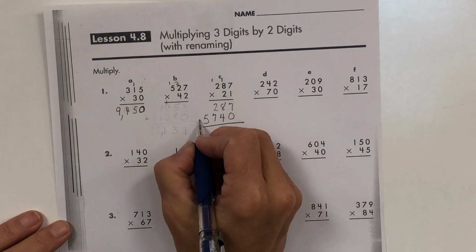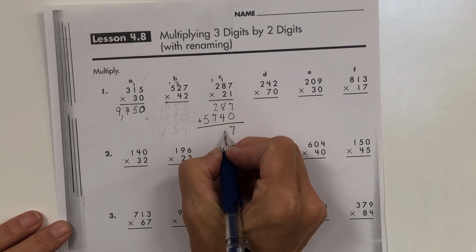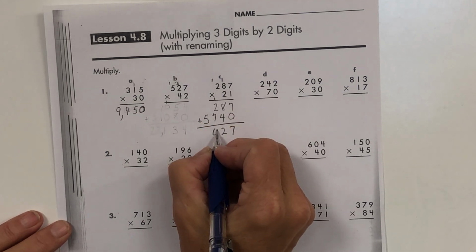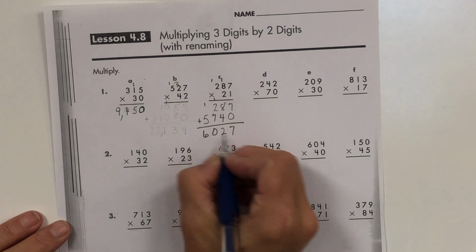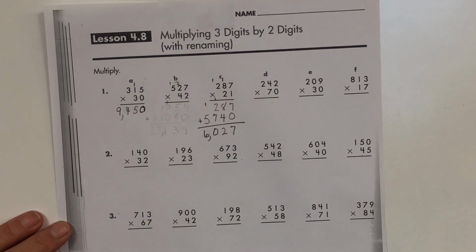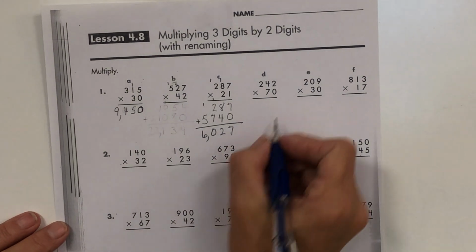And then you're going to add these two numbers together. 7, 12, 10, and 6. 1, 2, 3. Put your comma. Okay, I'm going to go ahead and do this one because it ends in 0.